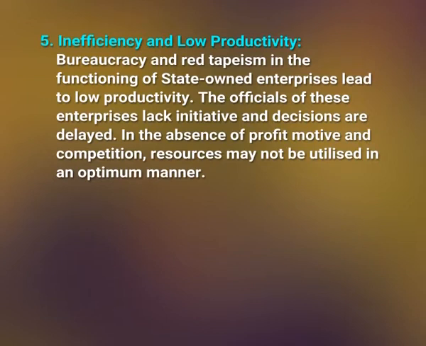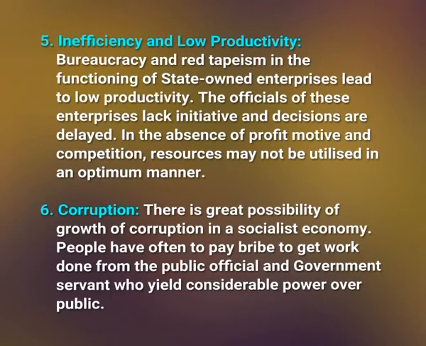Next is inefficiency and low productivity. Bureaucracy and red tapeism in the functioning of state-owned enterprises lead to low productivity. The officials of these enterprises lack initiative and decisions are delayed. In the absence of profit motive and competition, resources may not be utilized in an optimum manner. Next is corruption. There is great possibility of growth of corruption in a socialist economy. People have often to pay bribes to get work done from the public officials and government servants who wield considerable power over the public. Now we will discuss another type of economic system which is mixed economy.